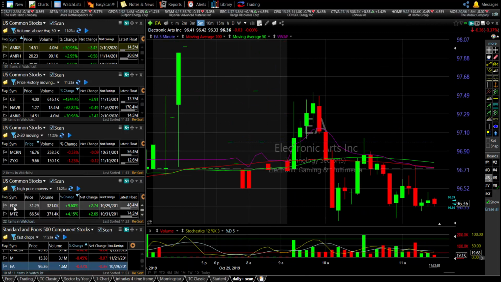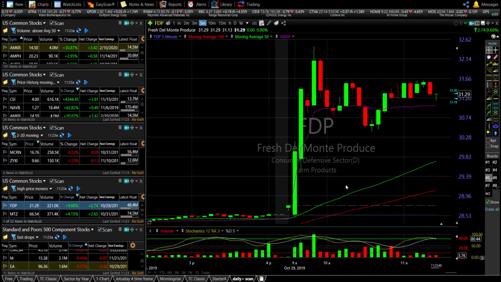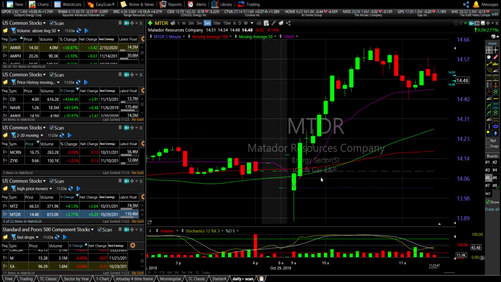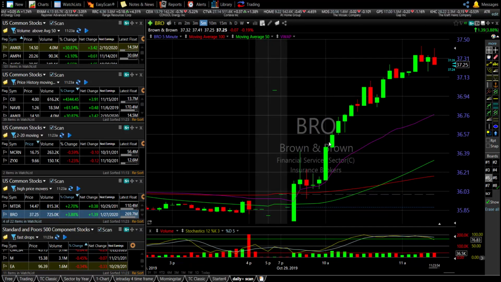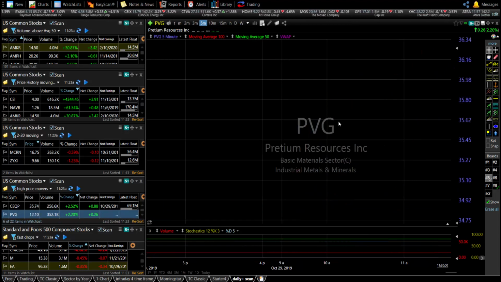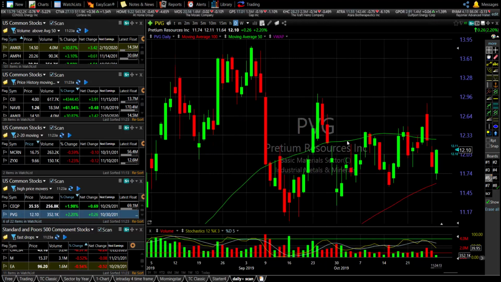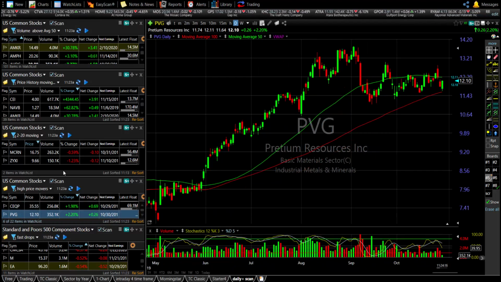And in between the high price movers, we can see here a $28 stock between $2 and $30, and you can see here MTZ moving higher here, and MTDR, Brown and Brown, so PVG. So that's actually, you know, what I use for finding those stocks. And you can see a bull flag formation right here on the 5-minute time frame. And you know, if you're looking for those things and you look at the daily, there are certain things that you have to look for.